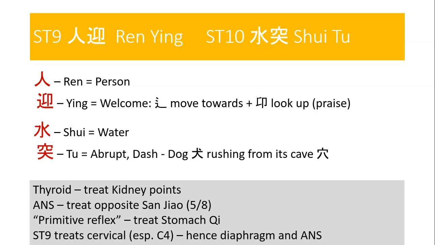Needling stomach 9 specifically I do for treating the cervicals, and especially for C4, and C4 is related to the phrenic nerve. Therefore, needling stomach 9 can release the diaphragm and the autonomic nervous system, which of course it reflects. I needle the point going slightly in and then kind of behind and down the SCM. So I'm not looking anywhere near the carotid artery.